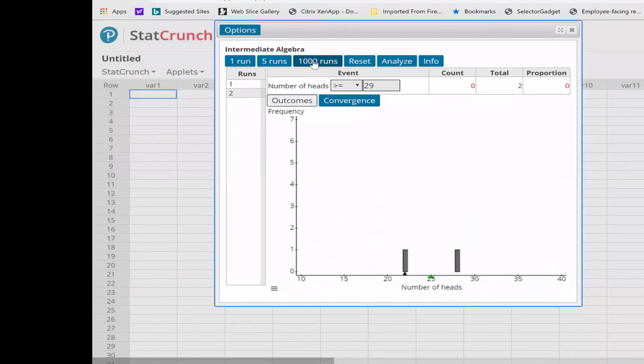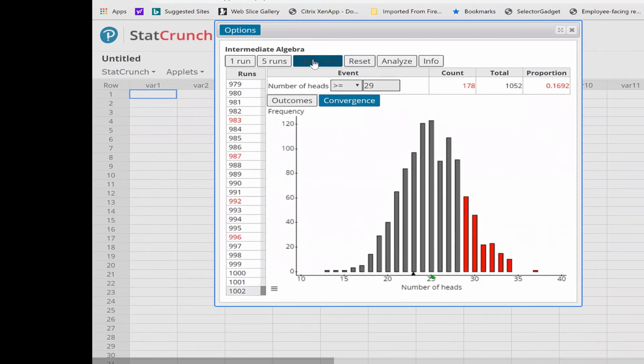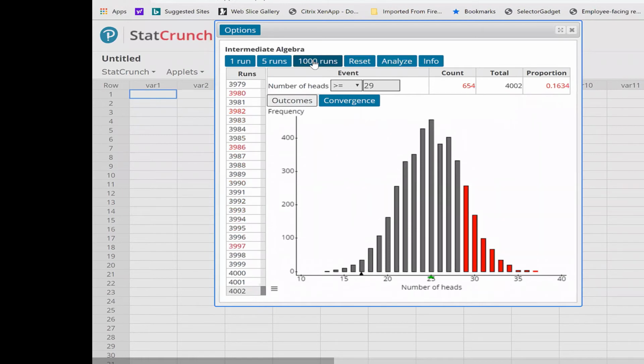But I'm going to do this lots and lots of times. So I'm going to click 1,000 runs. When I click 1,000 runs, we're going to pretend that I'm teaching the class 1,000 times. Each time I have 50 students, and the student has a 50-50 chance of passing. I'm going to do it another 1,000 times, and another 1,000, and another 1,000, and another 1,000. And so up here at the top, you'll notice that I had 5,002 different times I taught a class of 50 students.